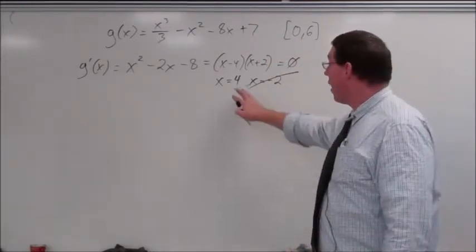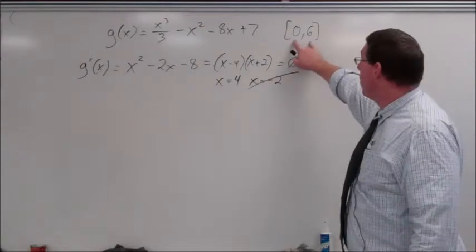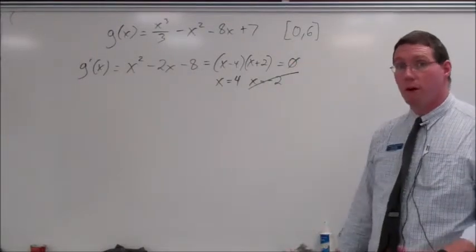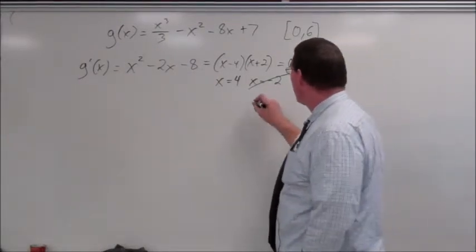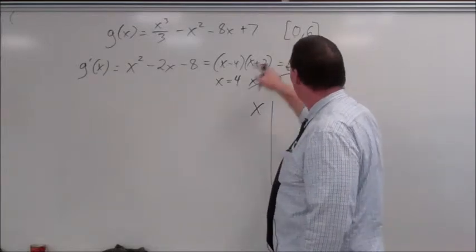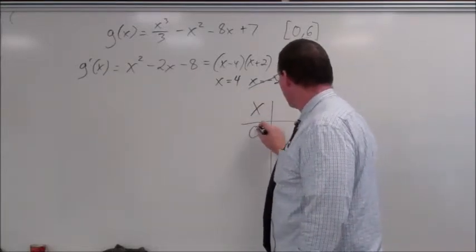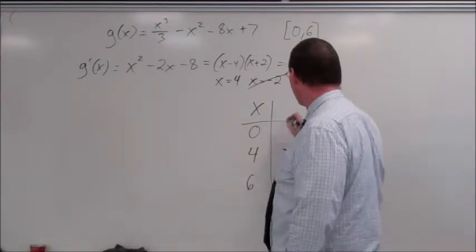We only care about 4. We only care about the critical points that are internal points on the interval we're looking at. So we're only going to deal with 0, 4, and 6.